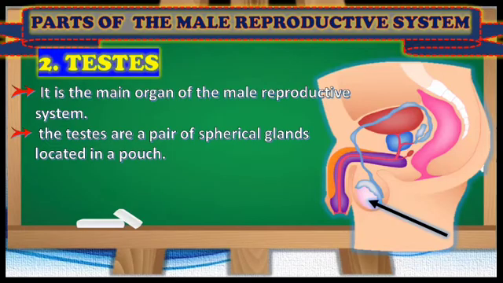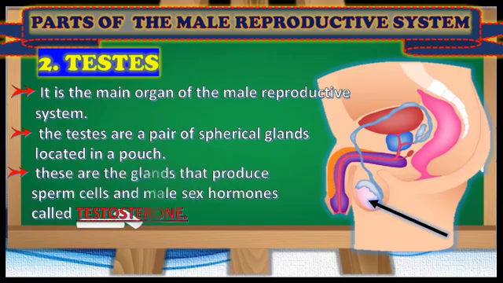The testes are a pair of spherical glands located in a pouch. So dun sa pouch, dun sa scrotum, doon nakalagay yung tinatawag na testes. These are the glands that produce sperm cells and male sex hormones called testosterone. So, ang laman ng testes na yan is the sperm cells and the male sex hormones called testosterone.